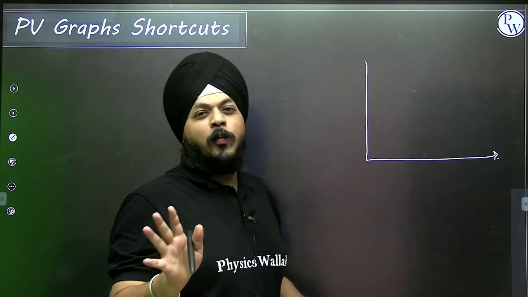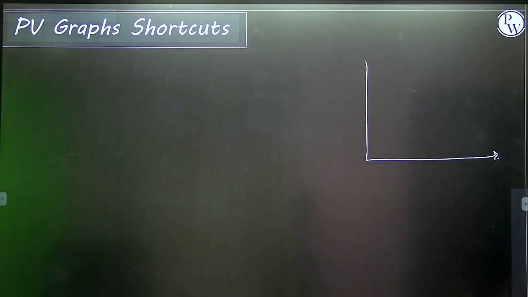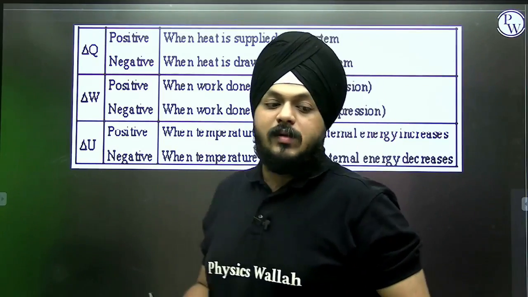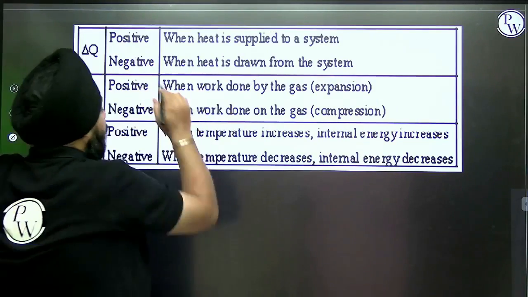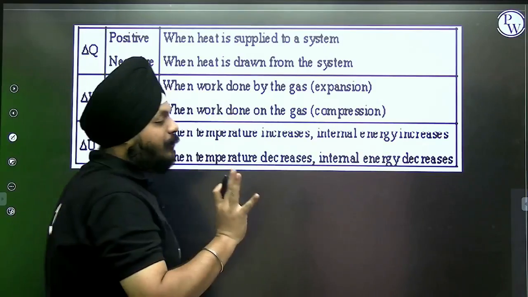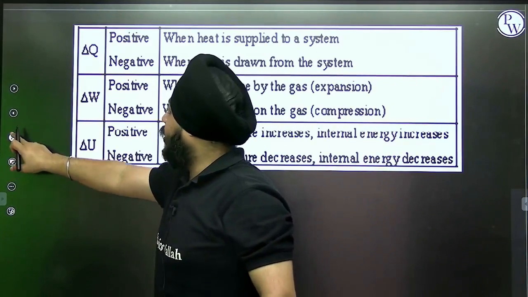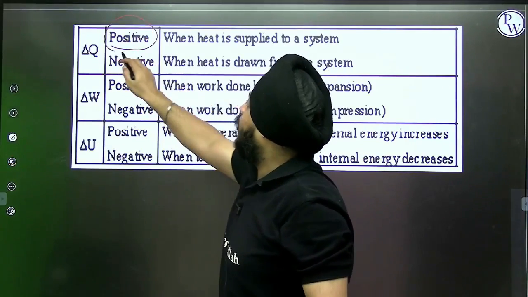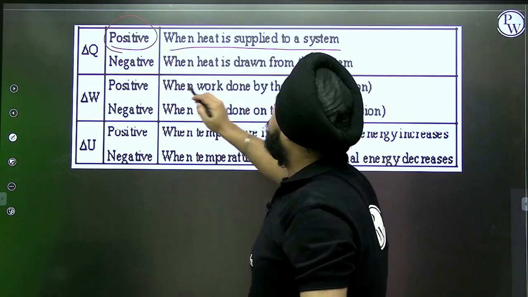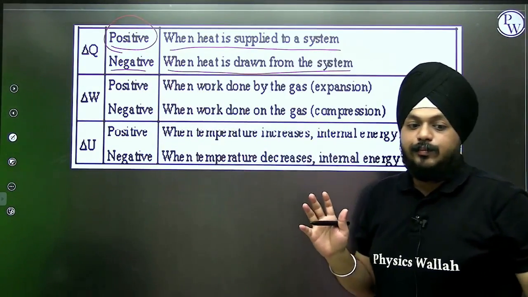First of all, before moving on to the graph, let's move on to the sign conventions, because they are the most important part. For any kind of thermodynamic process, these are the general sign conventions. Talking about heat supply, delta Q is taken as positive when heat is supplied to the system, and negative when heat is drawn from the system.